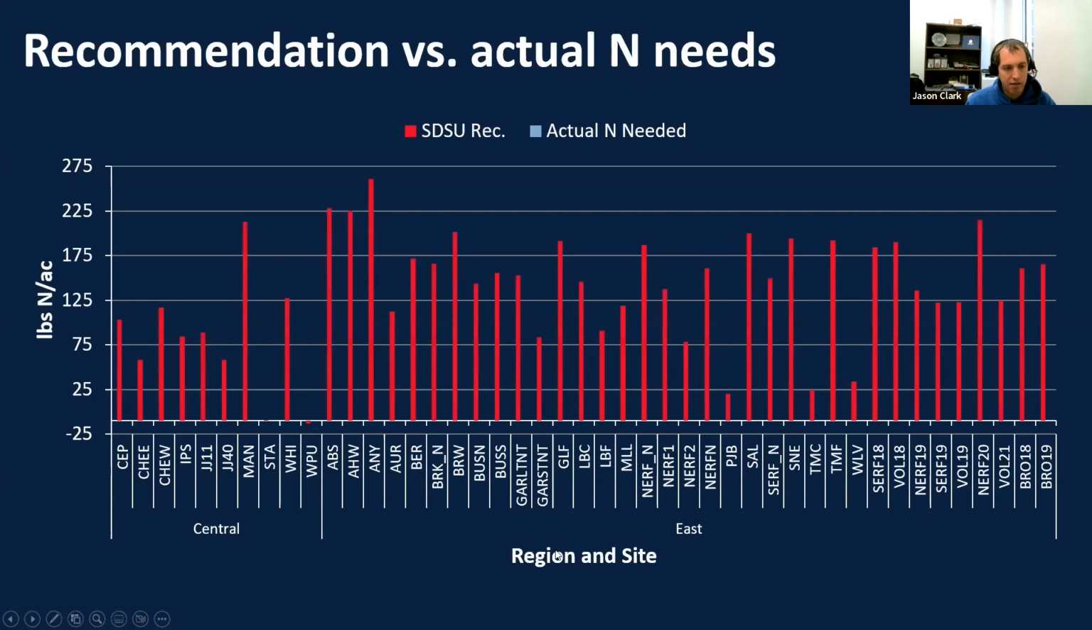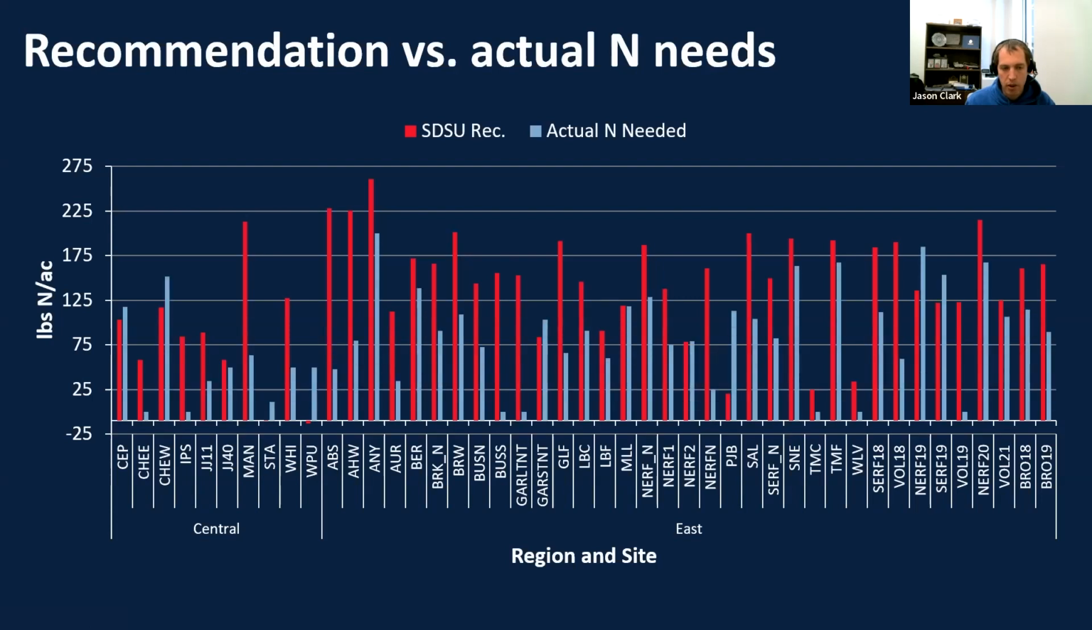So this red line is, again, the SDSU recommendation. What we want to see is this red line versus this blue line you're going to see in a minute. You want them as close as possible because that means that we're accurate. So we look at the blue line, you can see for the most part, we're not too far off. We do have some sites where we need a little bit more and have some sites where we over-recommended fertilizer by quite a bit. We have some sites like over here where we're perfectly accurate versus the recommendation.